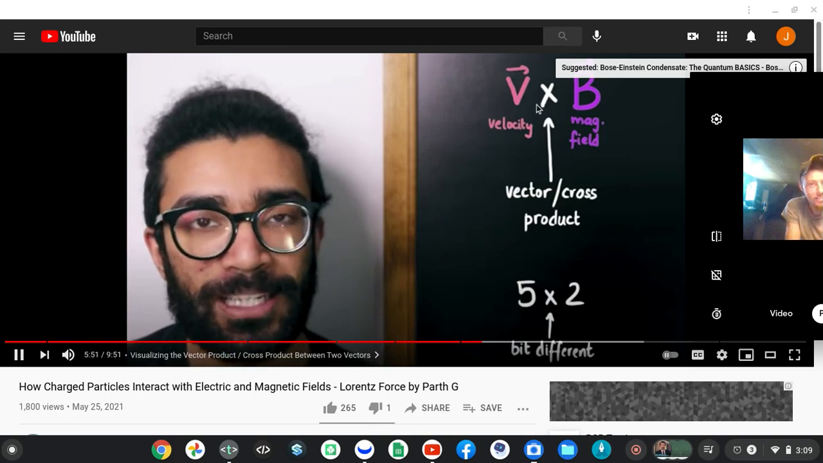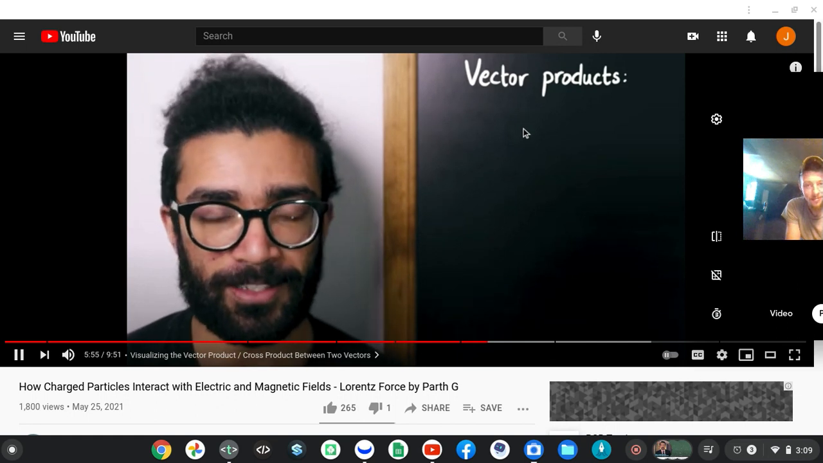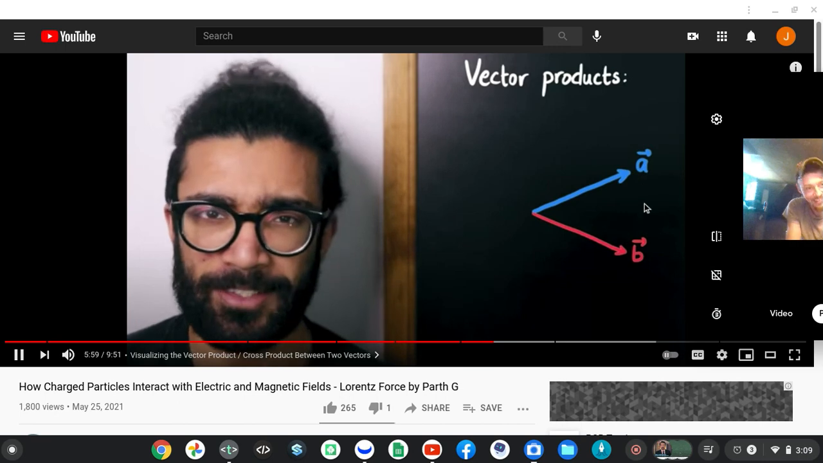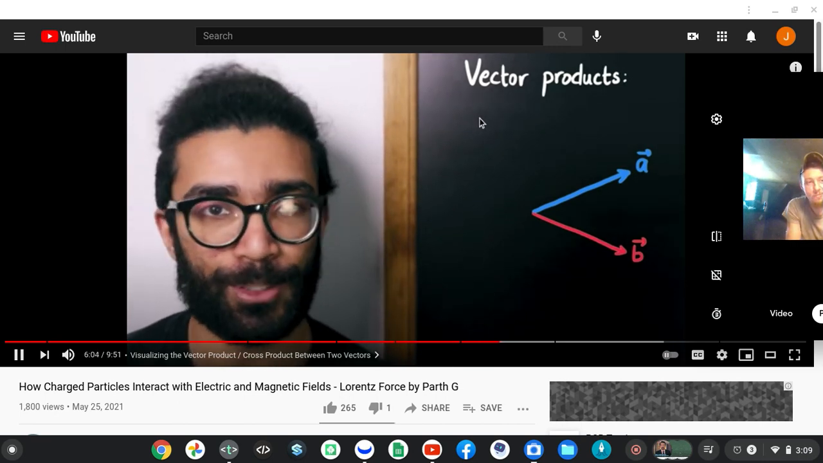For those of you unfamiliar with vector products, this is how they work. If we take two vectors, let's say A and B, we're not going to represent anything in particular, they're just mathematical entities, they're just vectors. And we want to try and find the vector product, A cross B, between these two vectors.